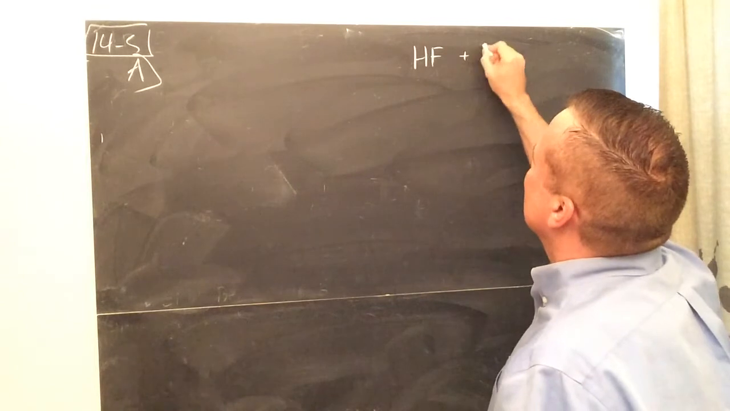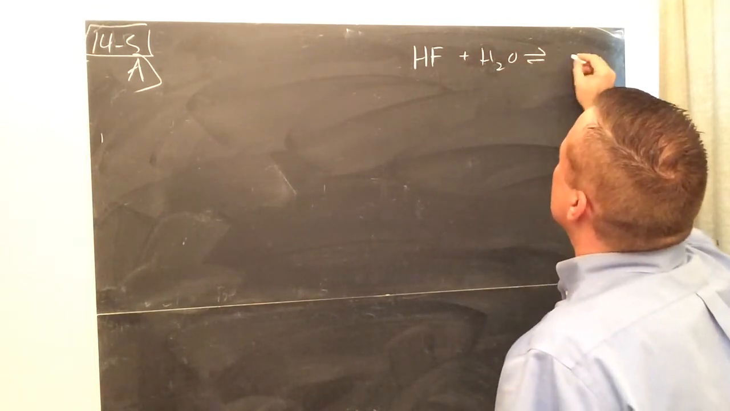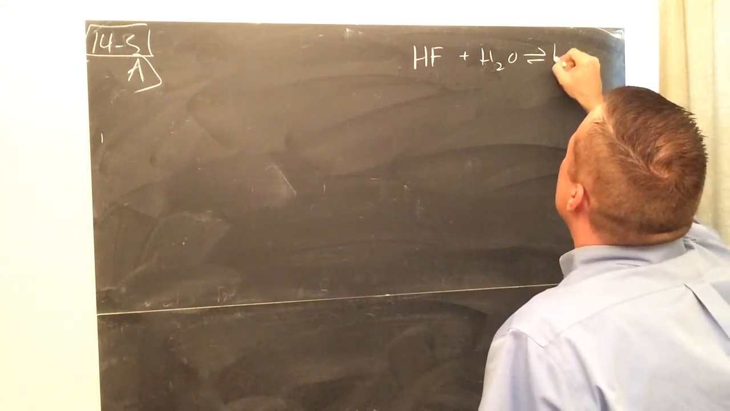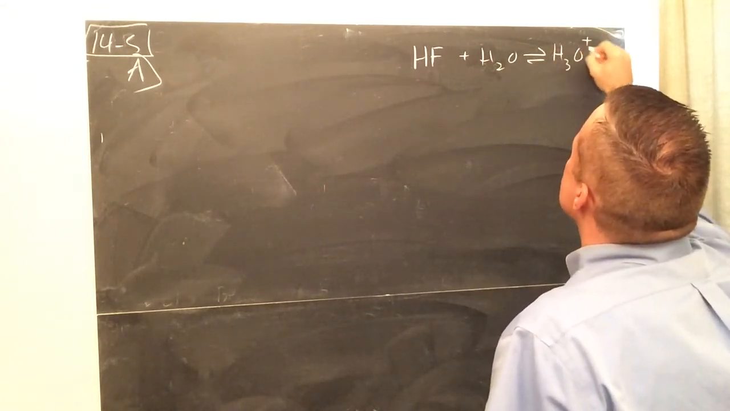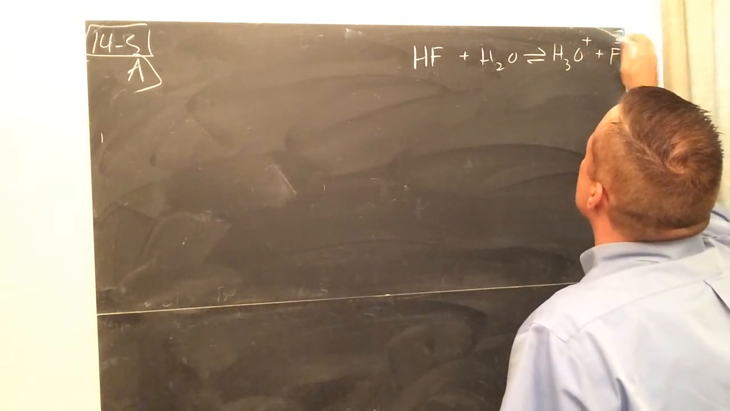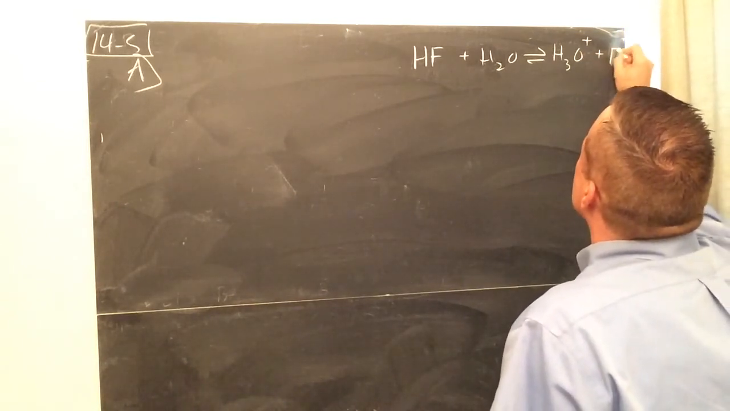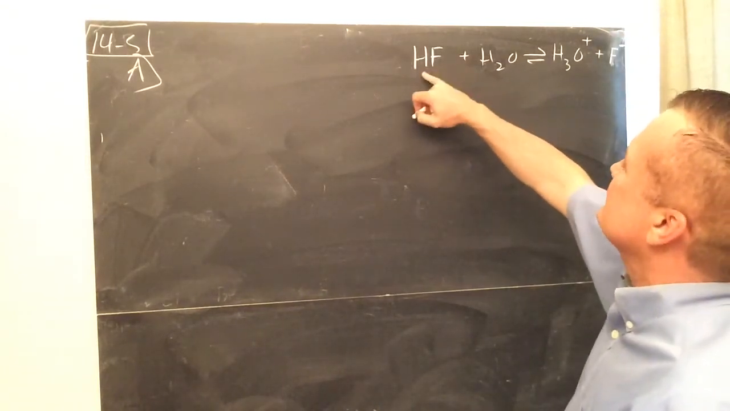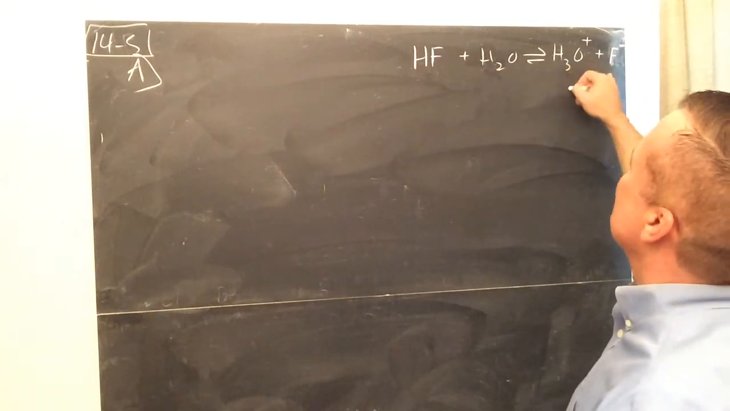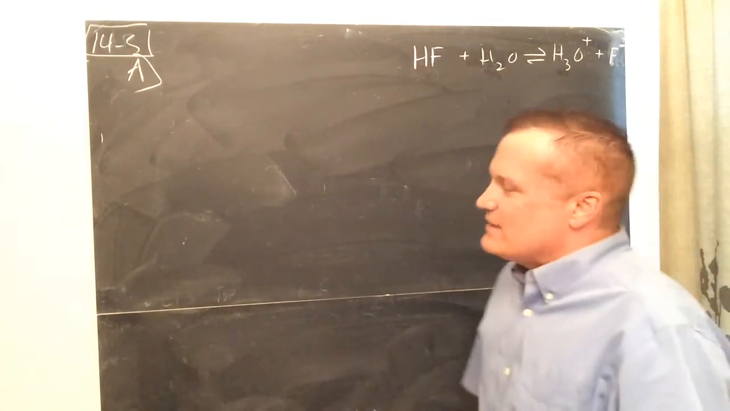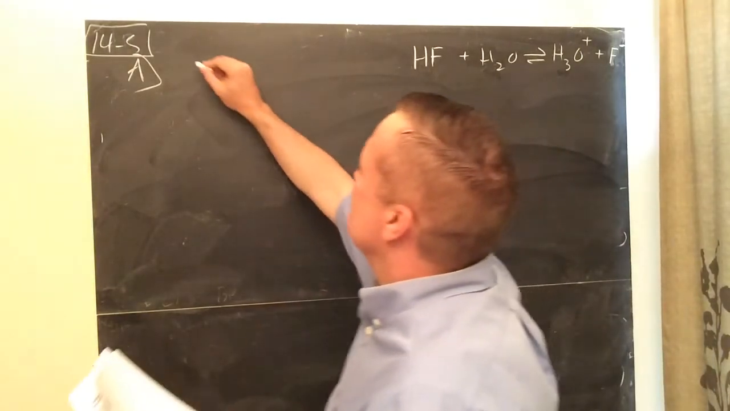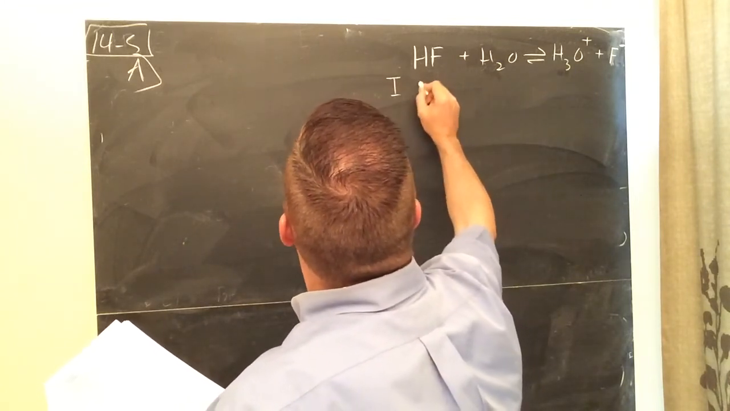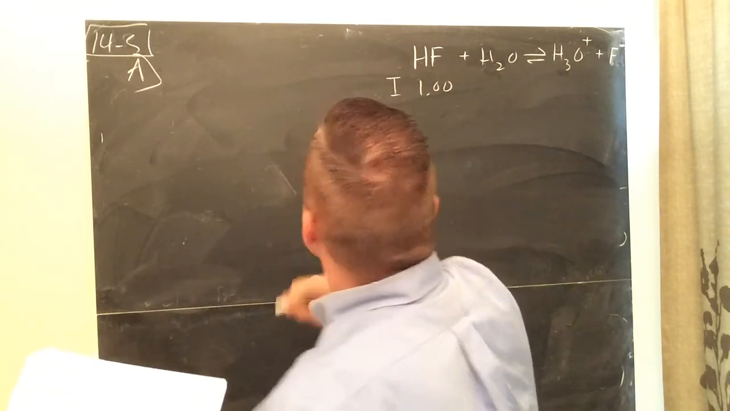Hydrofluoric acid, or hydrogen fluoride gas, would react with water to give you H3O plus and F minus. Gotta fit it there. Okay, so as you see, water takes the H to make H3O plus. There it is. That's your hydronium. Now, it says you have 1 molar hydrofluoric acid. So you're going to start with 1 molar. Well, that's your initial icebox. 1 molar. Okay, what's the pH of that?